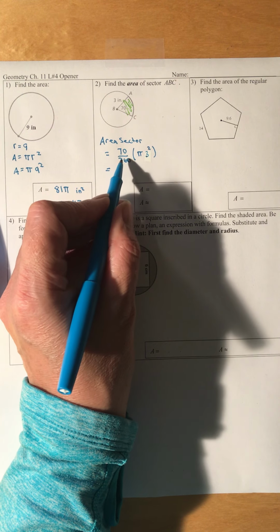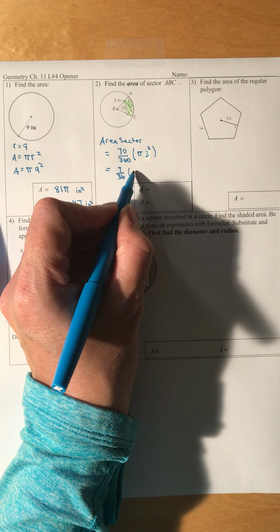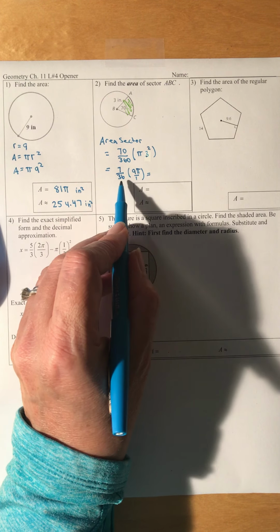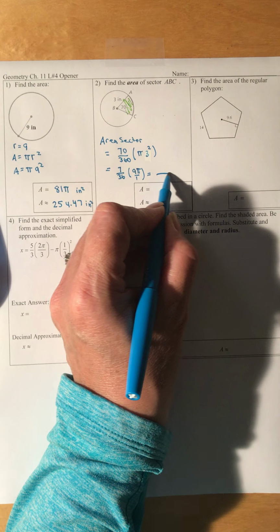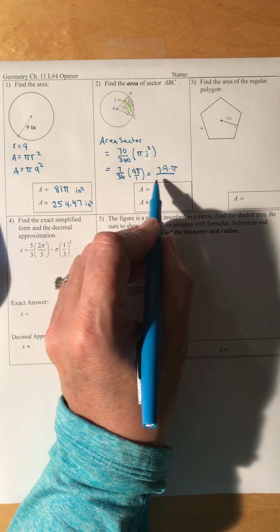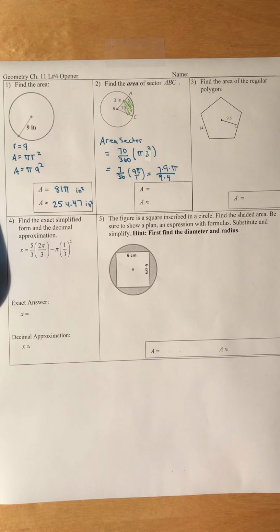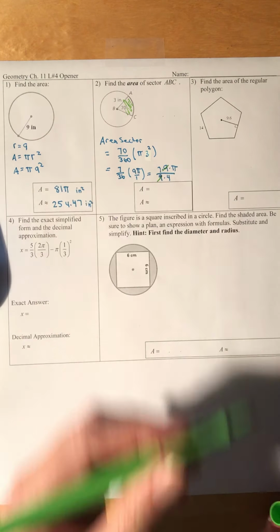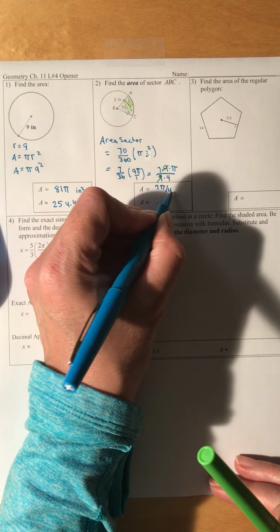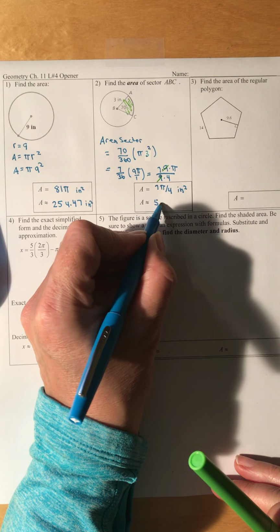So in simplifying this, 70 over 360 can be 7 over 36, and this will be 9 pi. I can think of that as over 1. And I want this to simplify as much as I can, so I'm going to factor the 9 and the pi can be written as individual factors, and the 36 is 9 times 4. And so then the 9's cancel, and the area is 7 pi over 4 inches squared. And as a decimal, that comes out to be 5.50.